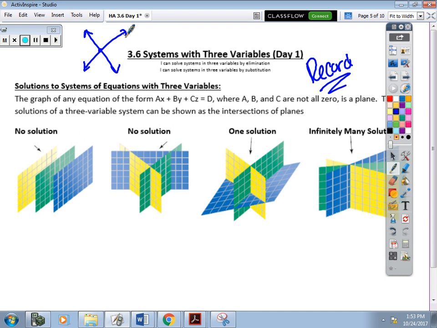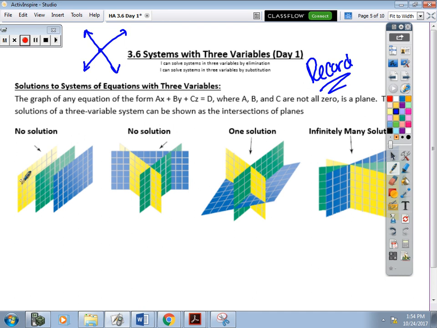Graphing. What's another method? Elimination and substitution. Okay. When we're doing three dimensions, you're not going to do graphing because you'd have to draw three planes on a two-dimensional space and it would be too hard for you to see. But if you look here, you can see what one would look like if you were to graph it.